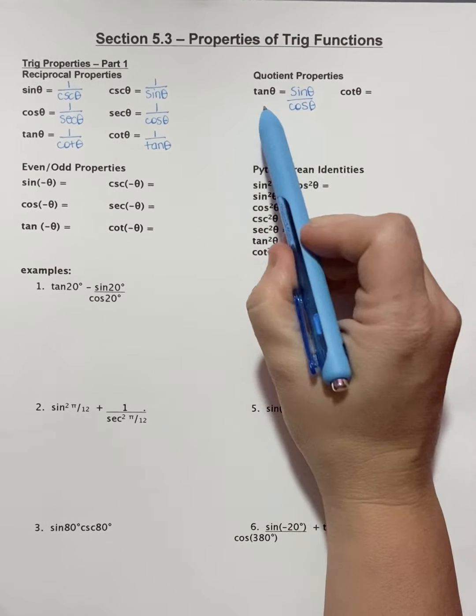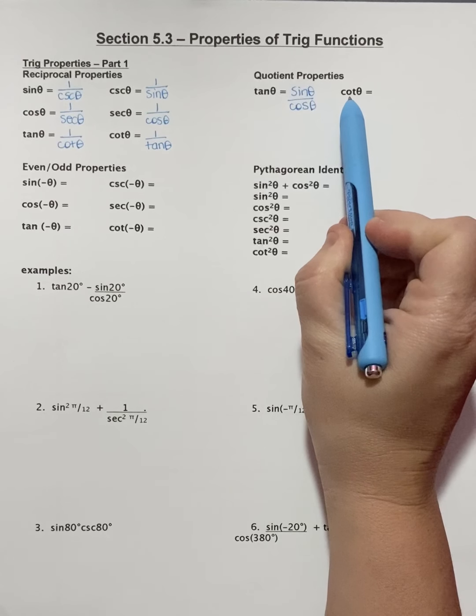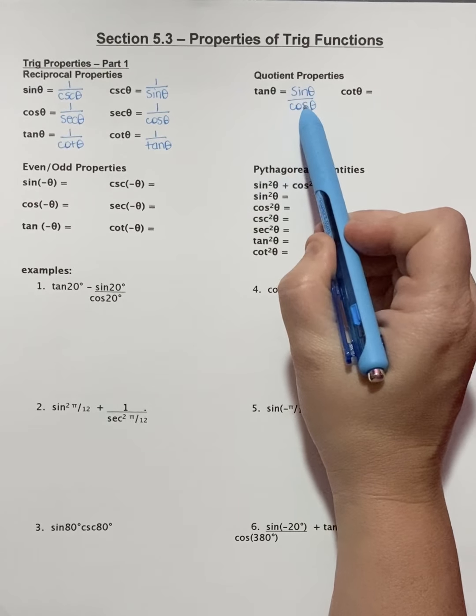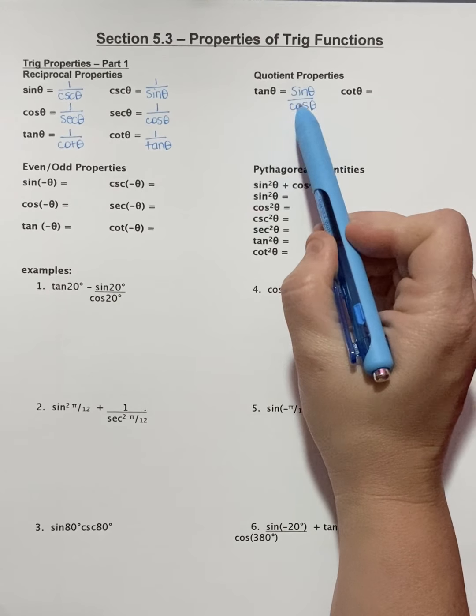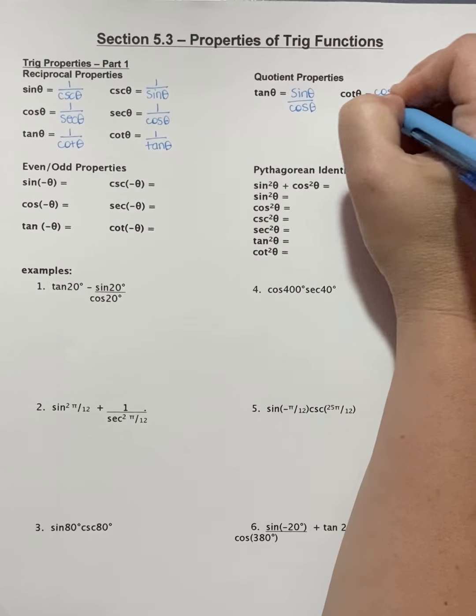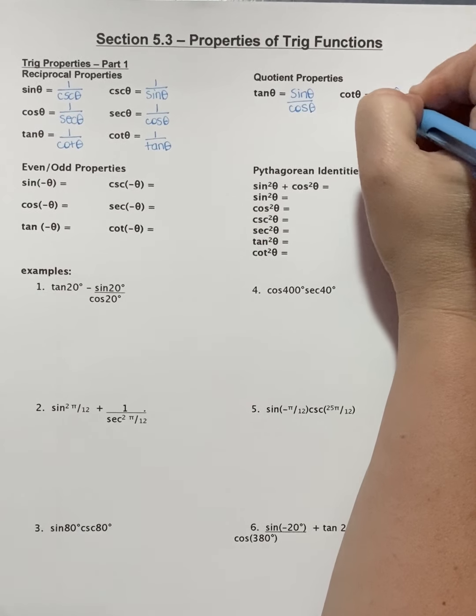All right, next, tangent and cotangent are reciprocal functions, which means basically reciprocal means you just take this fraction and flip it upside down. So if tangent is sine over cosine, then cotangent is going to be the reverse of this, or the flip of this, which is cosine over sine.